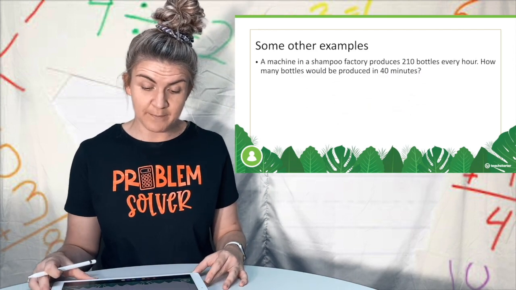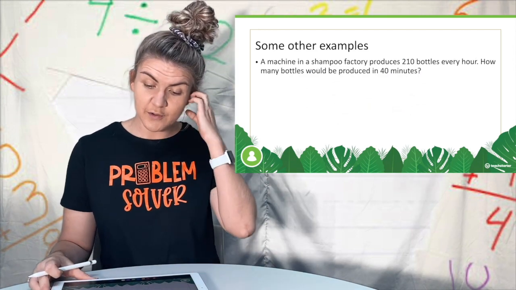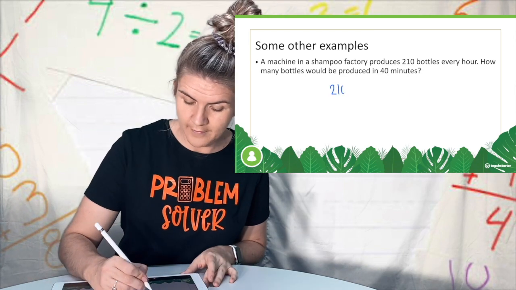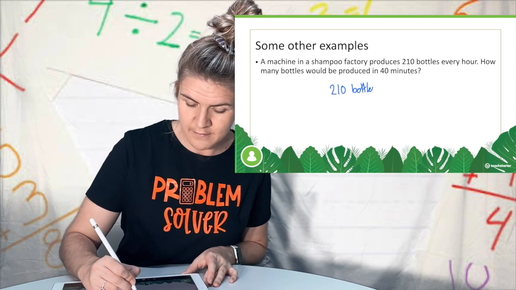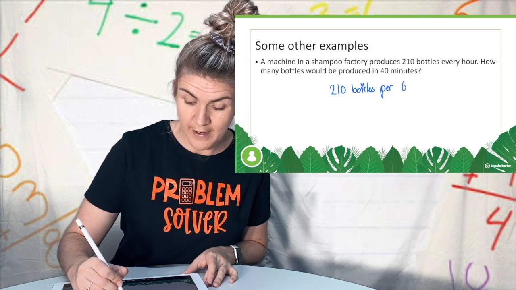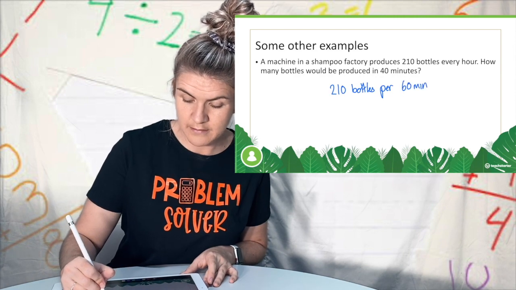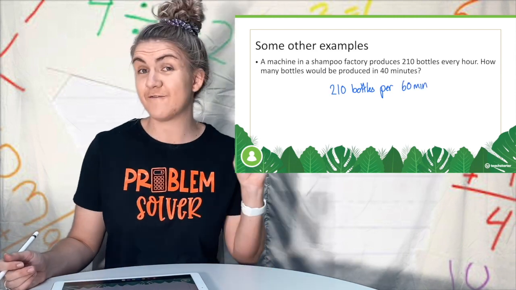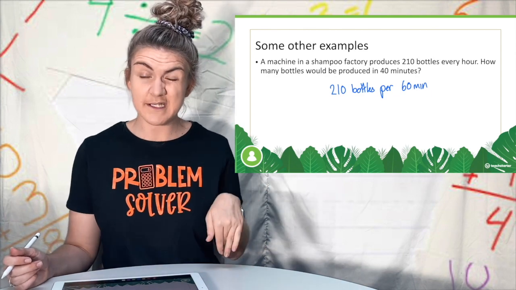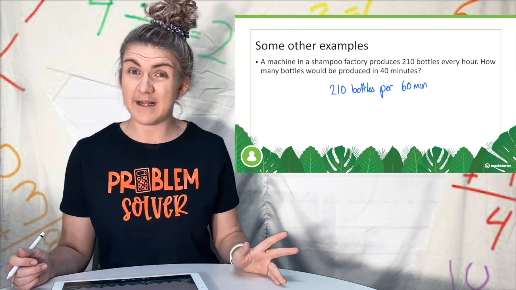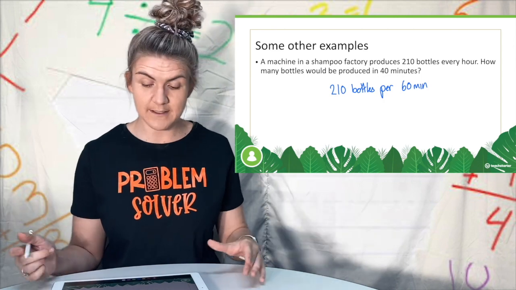A machine in a shampoo factory produces 210 bottles every hour. Okay, 210 bottles per hour, which is 60 minutes. How many bottles would be produced in 40 minutes? So I wrote in minutes because I could see that I'm going to have minutes as my last answer.